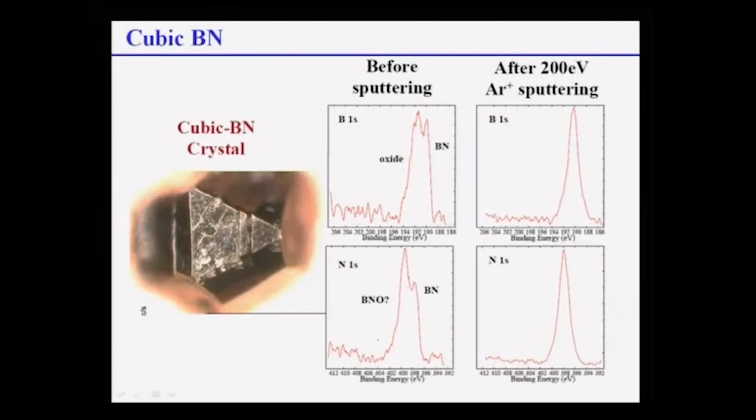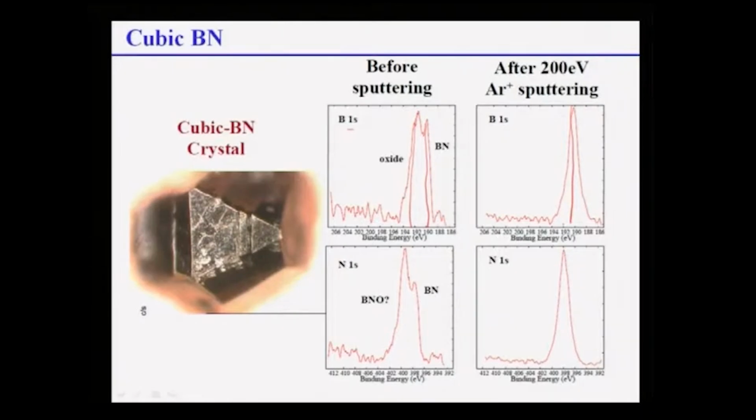In case of cubic boron nitride, which is a very hard material, let us see what happens when you do the spectrum, before sputtering and after sputtering. We will show both. Boron 1s peaks, you see this is BN, this is oxide. Before sputtering there will be some oxides, obviously boron oxide, but if you sputter you clearly see only the nitride peak. That is why sputtering is used.